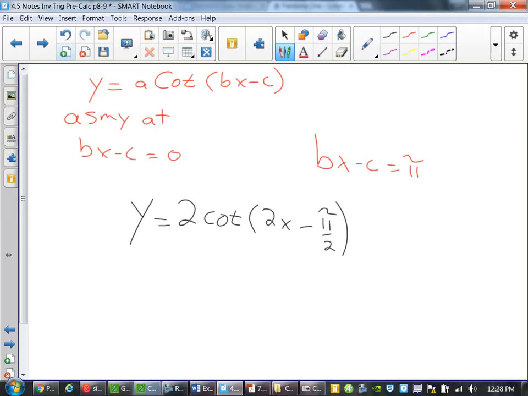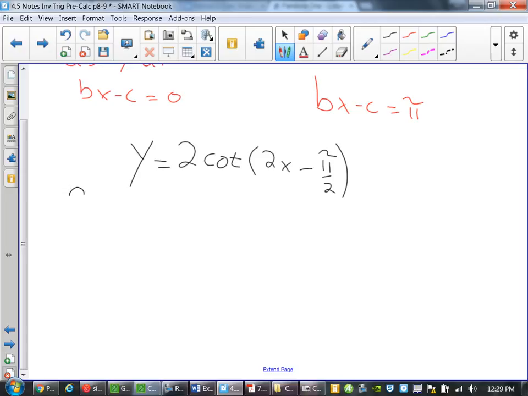Let's try this one: 2 cotangent of 2x minus pi over 2. When you start your cotangent graphs, it's the same basic idea. We always set the asymptotes first, because we know what's going to occur between the asymptotes. It's going to cross through the axis, and we know which direction it's moving, so we just plot the two halves and points after that. So we set 2x minus pi over 2 equal to 0, and 2x minus pi over 2 equal to pi.